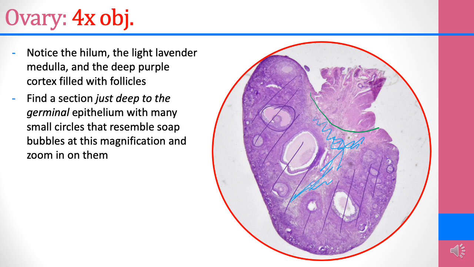If you're following along on your microscope, you want to find a section just deep to the germinal epithelium. So note there's the germinal epithelium right along there. Just deep to that, you'll see some little tiny cells that almost look kind of like soap bubbles on the edge of a film of soapy water. We're going to zoom in on those and go to the next slide.